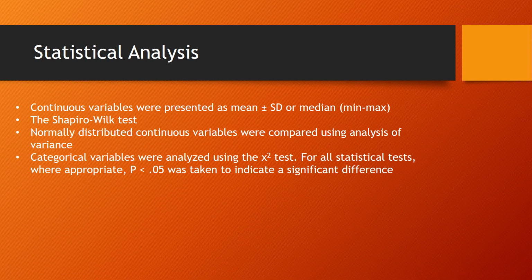Statistical analysis: continuous variables were presented as mean plus minus standard deviation or median, minimum to maximum. The Shapiro-Wilk test was used to scrutinize the data for normal distribution. Normally distributed continuous variables were compared using analysis of variance. Categorical variables were analyzed using the chi-square test. For all statistical tests where appropriate, a p-value less than 0.05 was taken to indicate a significant difference.